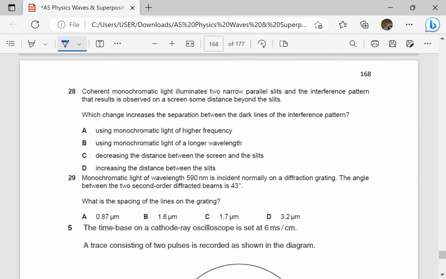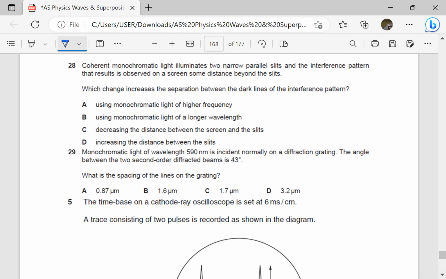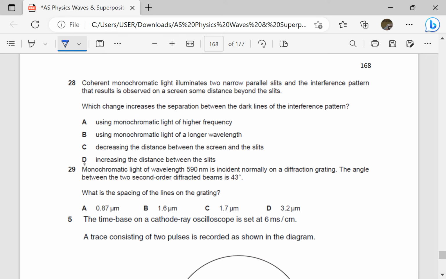Coherent monochromatic light illuminates two narrow parallel slits, and the interference pattern that results is observed on a screen some distance beyond the slits. Which change increases the separation between the darker lines of the interference pattern? So this is two narrow parallel slits, so that is a double slit. So lambda is equal to aX divided by D. So it means lambda times D is equal to a times X. Which change increases the separation between the dark lines? So we are increasing X.